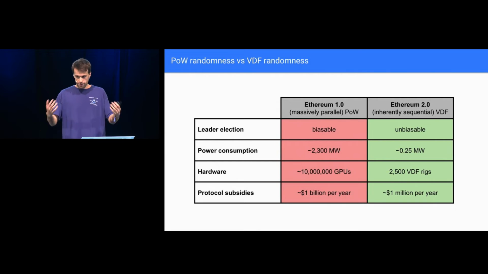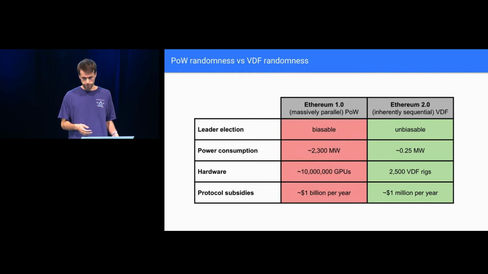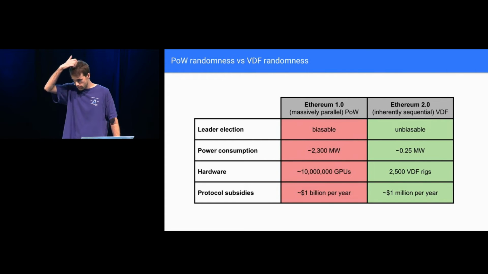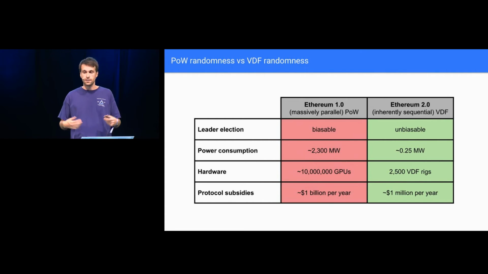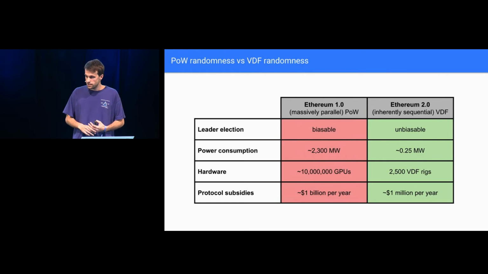Just to give a little bit of perspective on what we're looking to build, let's compare VDFs with a traditional proof of work. VDFs offer something rather unique, which is unbiasable leader election, but they're also much less costly than proof of work. In terms of energy expenditure, it's about 10,000 times less energy than proof of work. And in terms of hardware, proof of work right now requires about 10 million GPUs for Ethereum, whereas we need only a few thousand for the VDF.